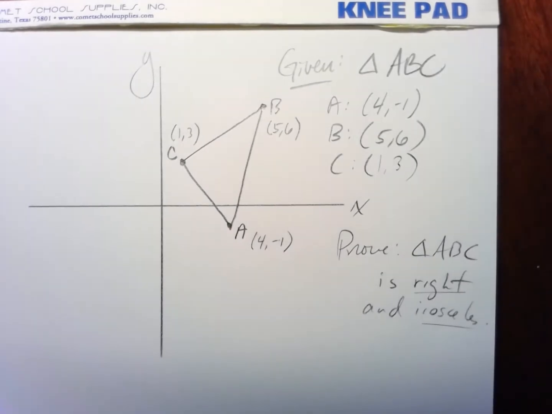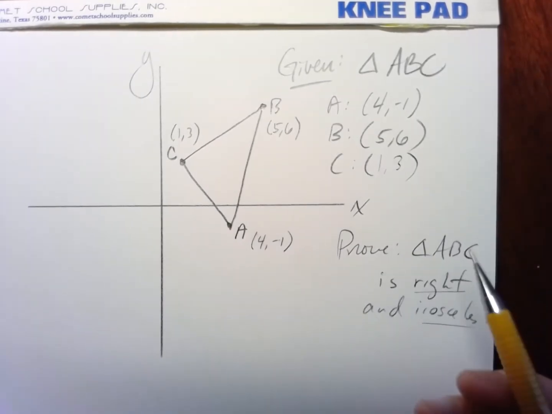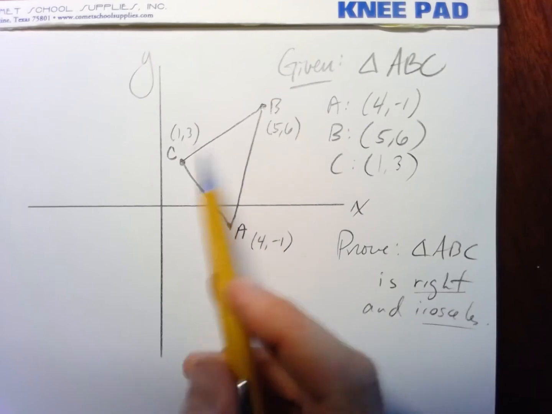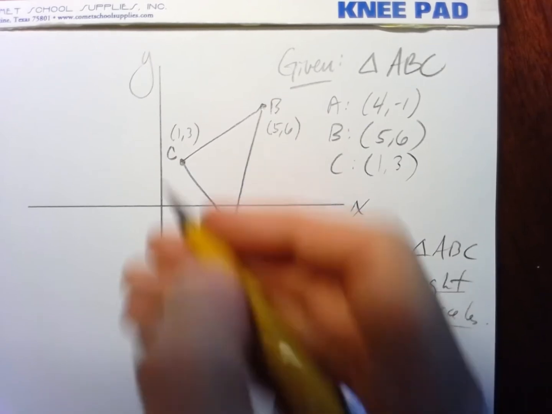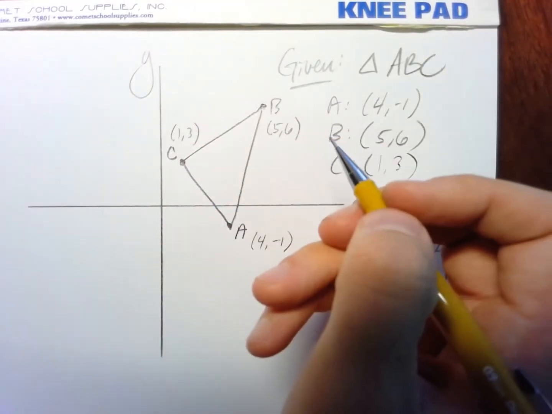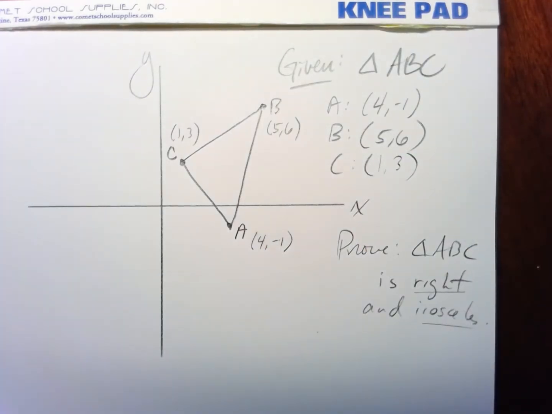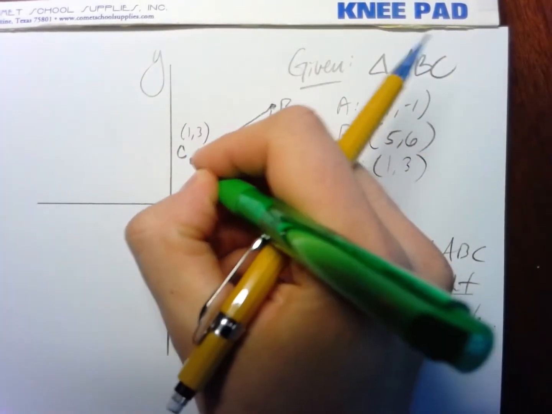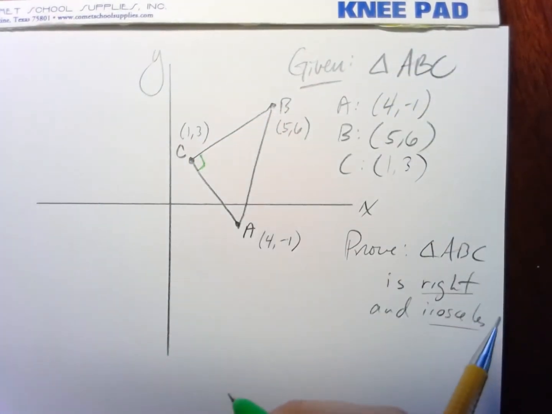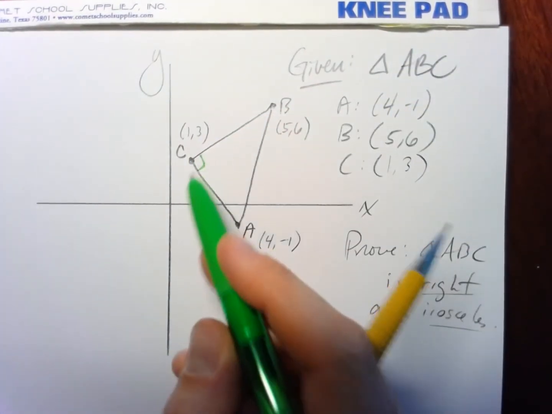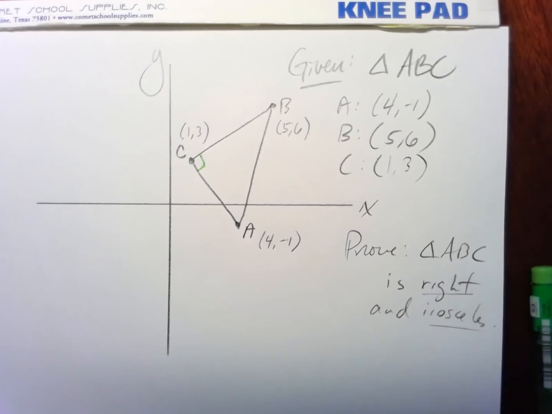So what we need to do is find a couple of sides that are the same length, and we need to show that one of these angles is a right angle. Now, of course, we can't always go by what the diagram looks like, but it looks like that might be our candidate for a right angle. So we might want to show that these two are congruent, or rather are perpendicular.